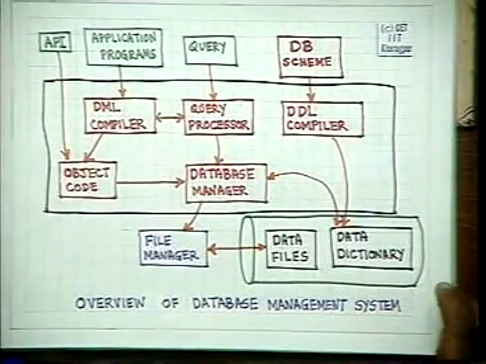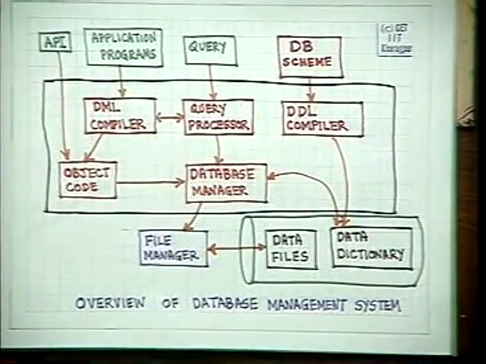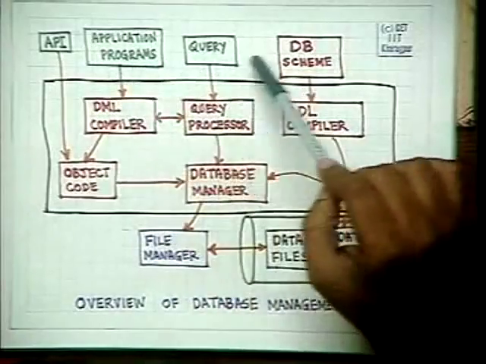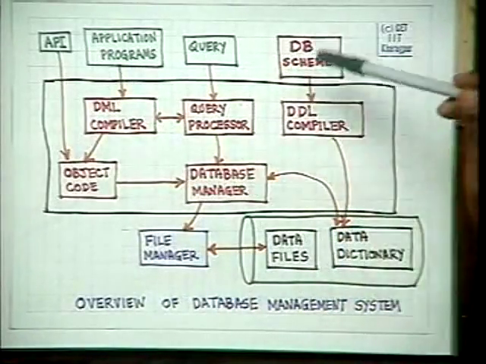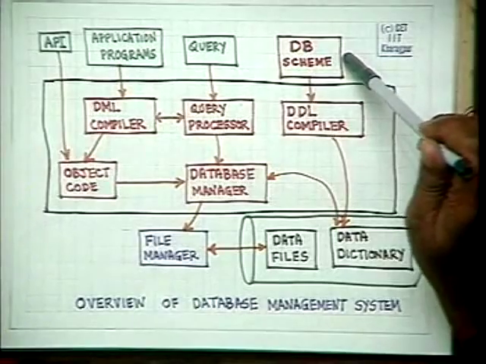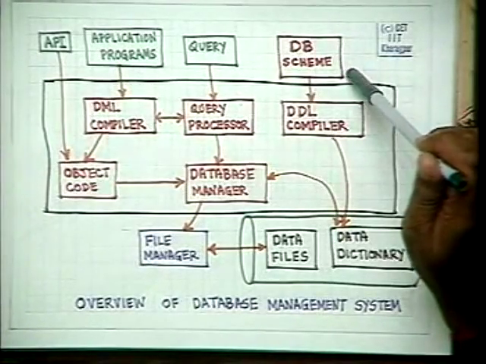So, let us now see a little more detailed view of the database management system, something which we saw yesterday. Now, what are the types of inputs that can come to the database management system? The database scheme may be defined. We saw the scheme is the data definition. It is the structure of the database which we call the database scheme. So, the scheme may be defined.